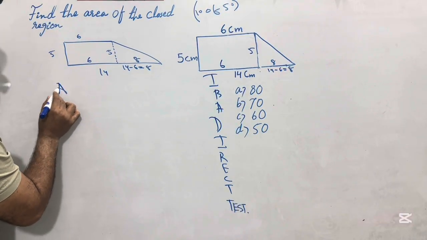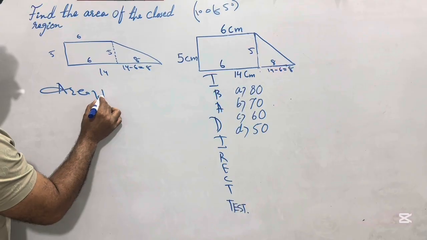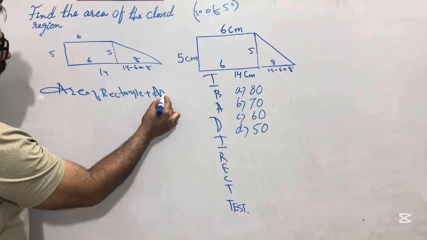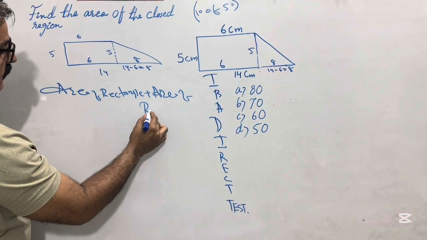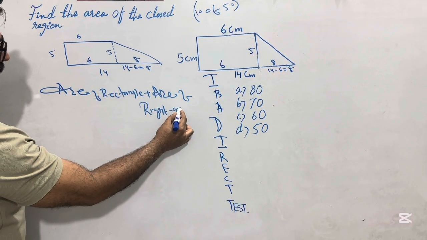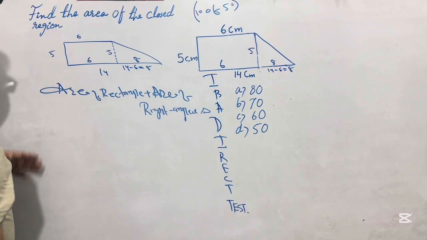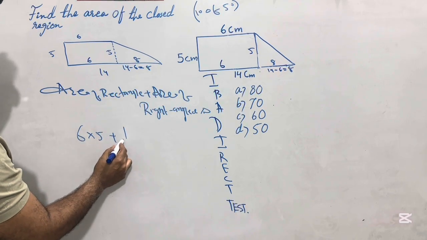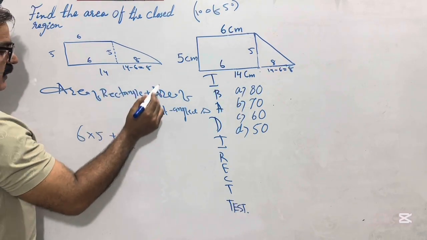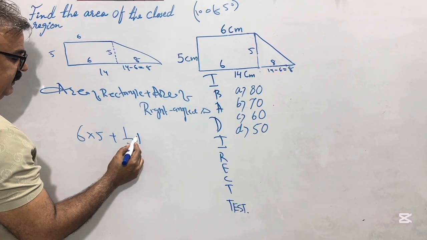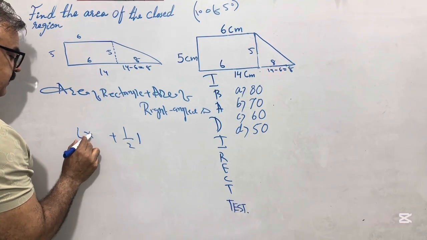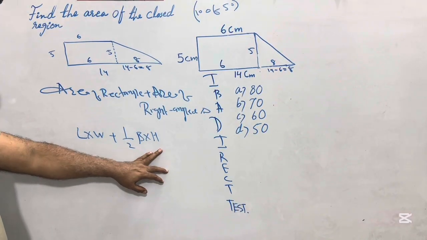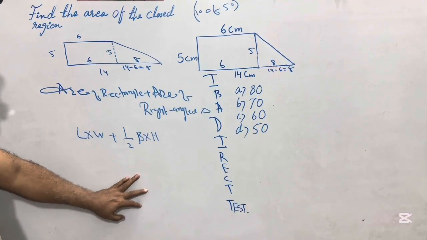Area of rectangle plus area of right angled triangle. Rectangle: length into width. It is 6 times 5 plus area of right angle triangle, 1 upon 2 base into height. Formula for your convenience: 1 upon 2 base times height. Height is sometimes also called altitude. Height or altitude are synonyms for each other.